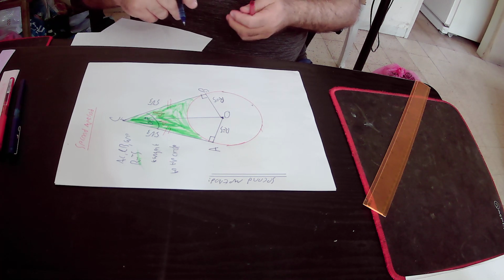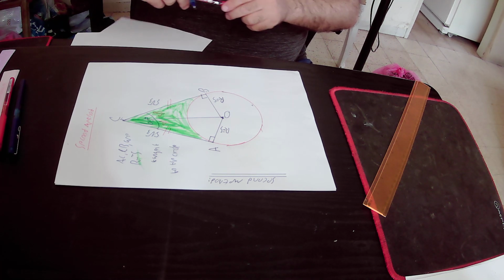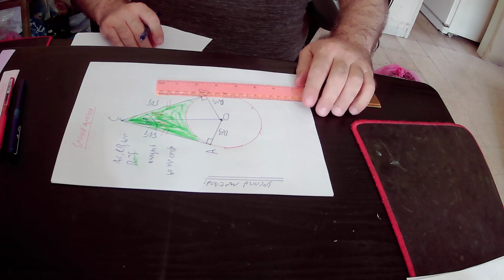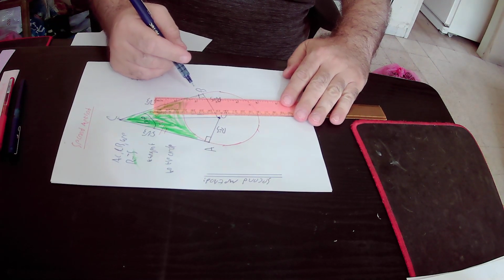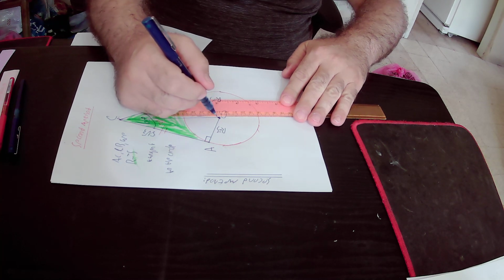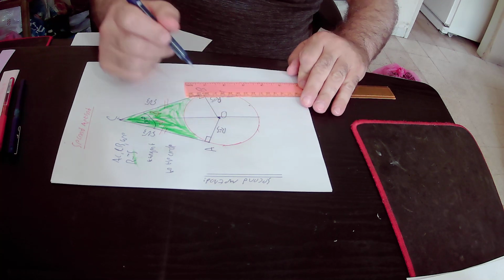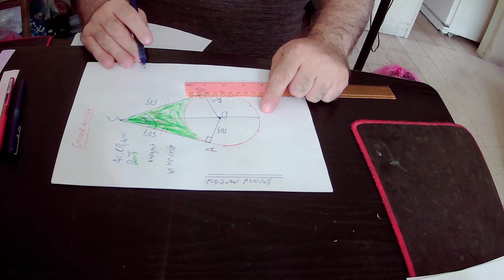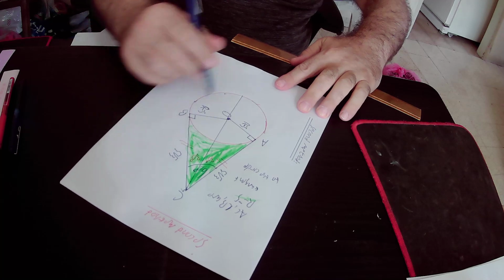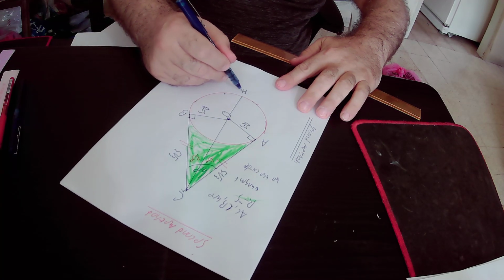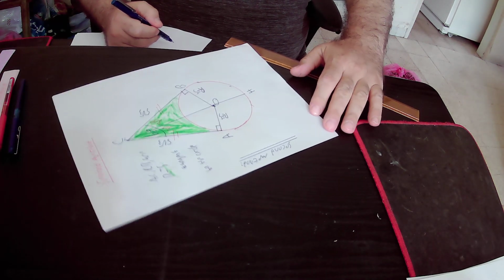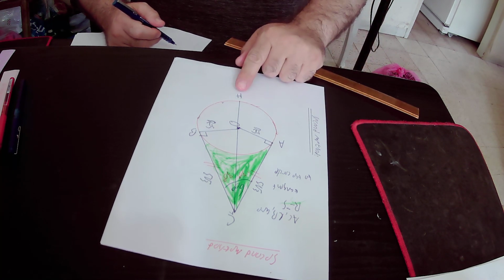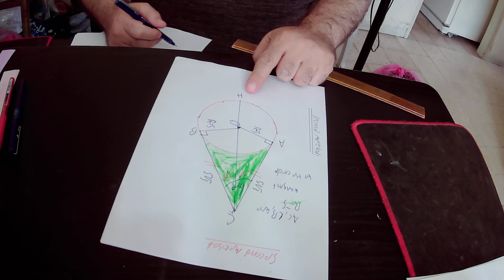And in the next step, we will extend line segment CO until it touches the circle at point H. In the next step, we will draw a tangent to the circle at point H.